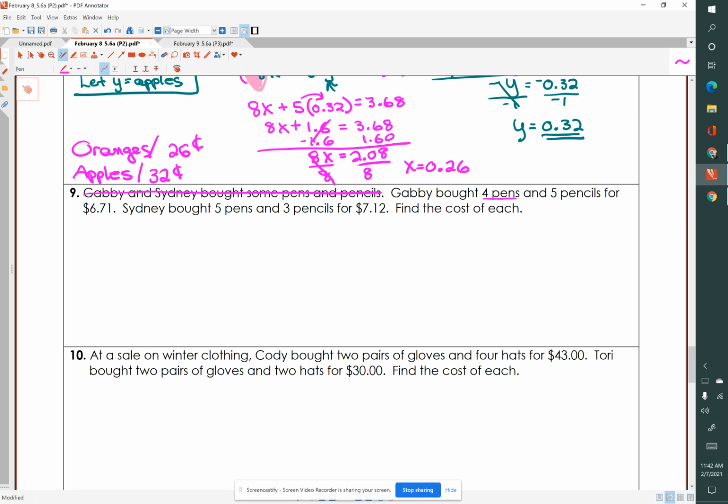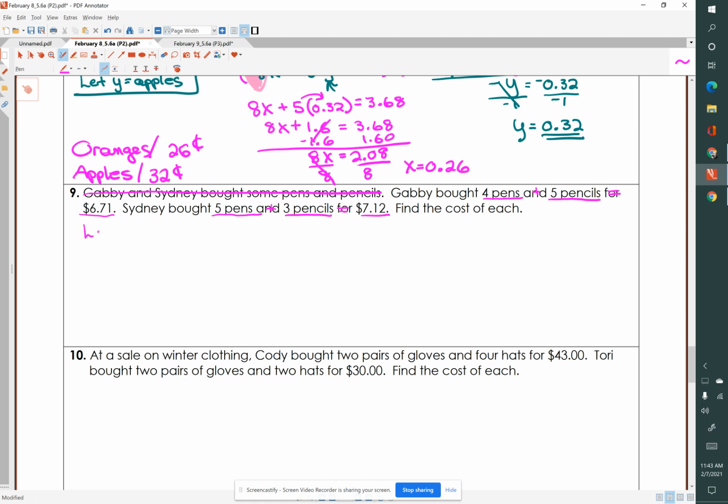Gabby bought 4 pens and 5 pencils for $6.71. Interesting use of the word for, it really means is. 4 pens and 5 pencils is $6.71. Sydney went shopping as well. She bought 5 pens plus 3 pencils for $7.12. So, from my point of view, this problem really is about an interesting use of language designed to throw you off a little bit, but we're not stumped by that. What we've got here are pens and pencils. Doesn't matter who bought them.